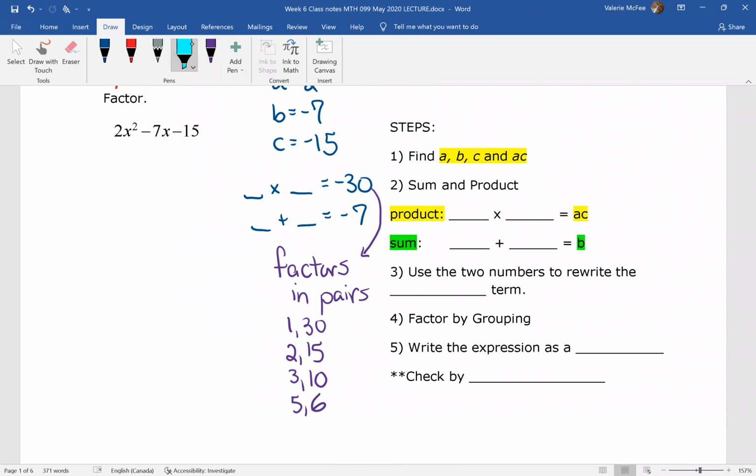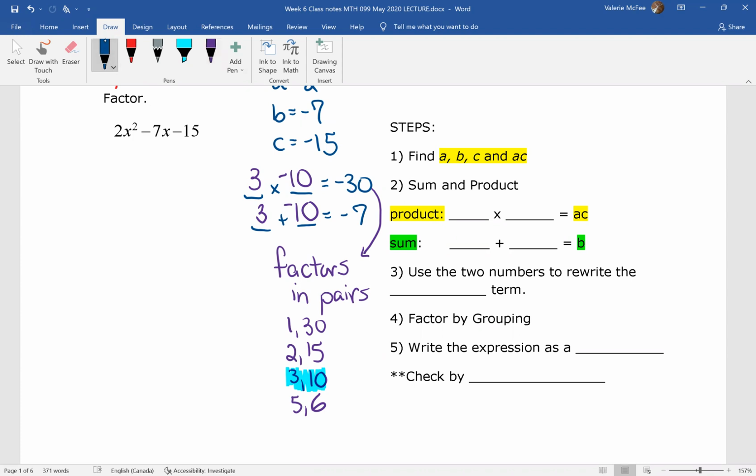I hope you see that if we're subtracting, 3 and 10 can give us a 7. We need these to multiply to negative 30. That means one of them needs to be negative. We need them to add to negative 7. That tells us that 10 needs to be negative.